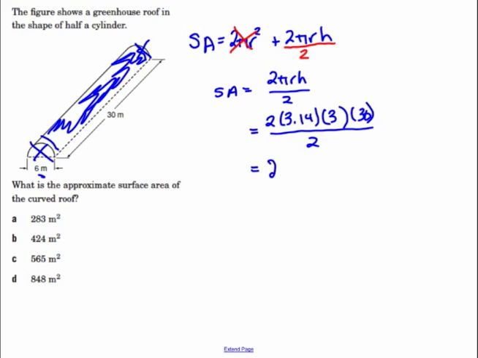An answer I get is 282.74. That's 282.7 meters, not centimeters, squared. So the best answer that follows this model is... moving on to the next question.